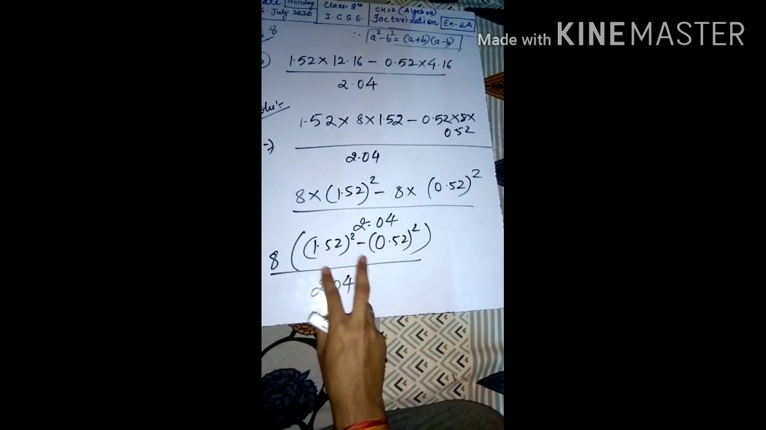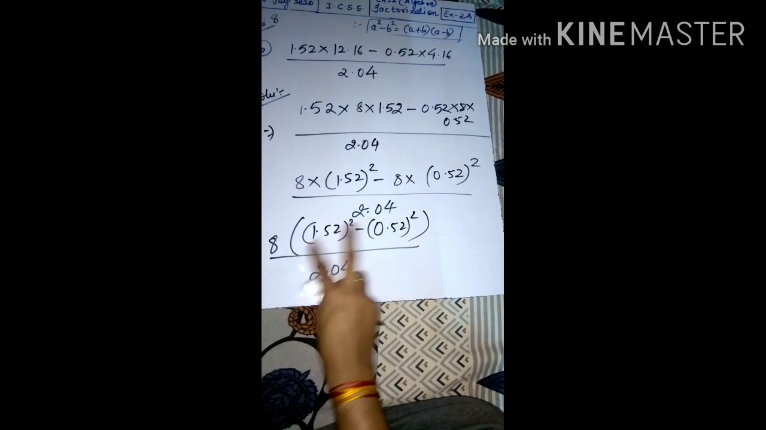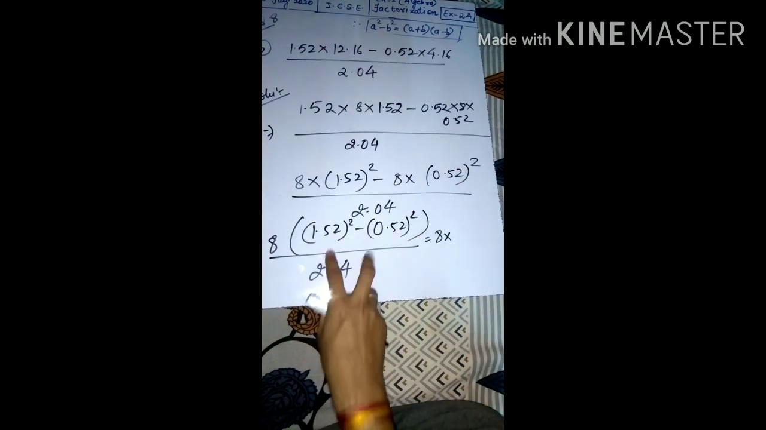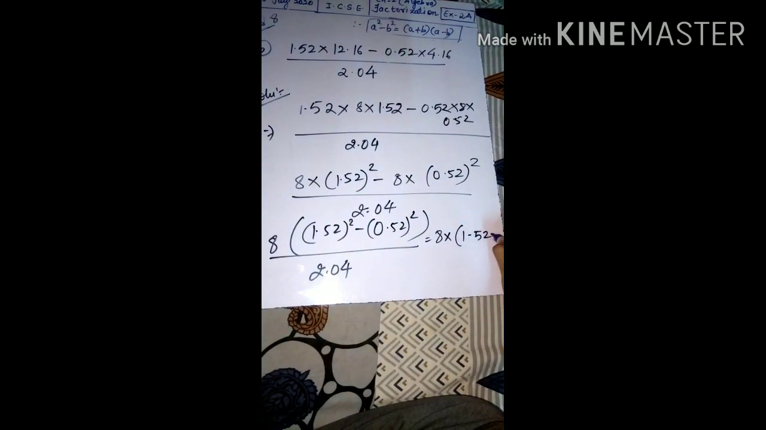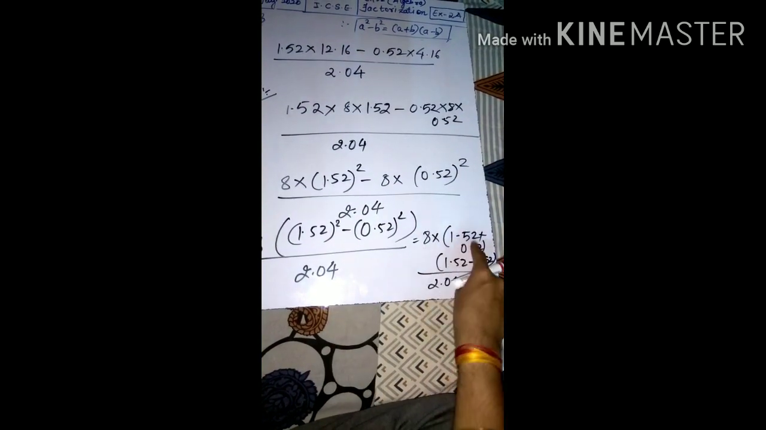2.04. Now what you have to do, this is a square minus b square, so a plus b, a minus b. So 8 into a plus b means 1.52 plus 0.52 and 1.52 minus 0.52, whole divided by 2.04. After this you can solve, you have to add and subtract. So this calculation you have to do. Okay, so that's it. This is how we have come to the end of the exercise. And in the next video we'll start the next exercise. Thank you.